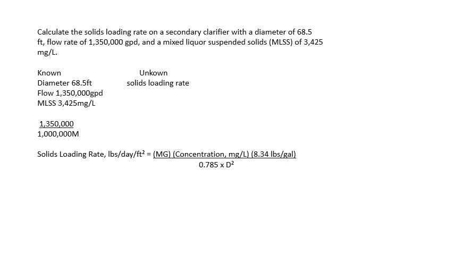One of the things we have to do first is, it's million gallons and it gave us gallons per day. So 1,350,000 gallons divided by a million gives you 1.35 million gallons a day. Now that we're in our proper units of measurement, we're going to plug everything into our formula. So you have your 1.35 million gallons a day times your 3,425 milligrams per liter times 8.34 pounds per gallon. And we're going to divide that by 0.785 times 68.5 squared.